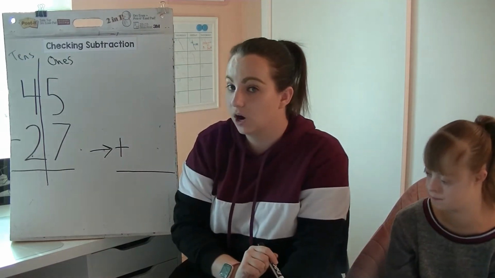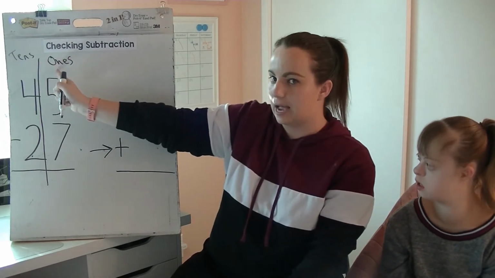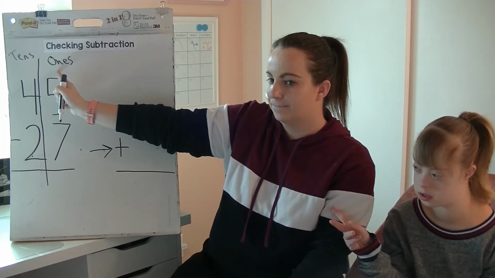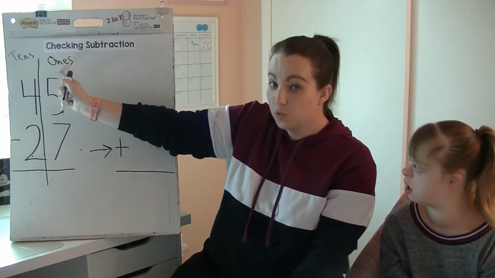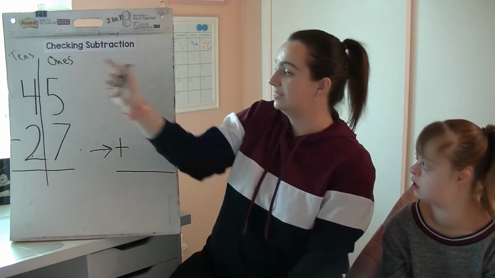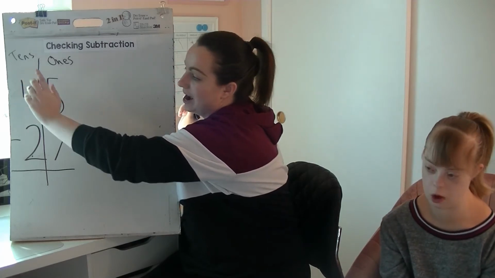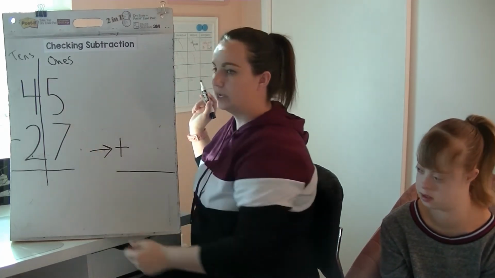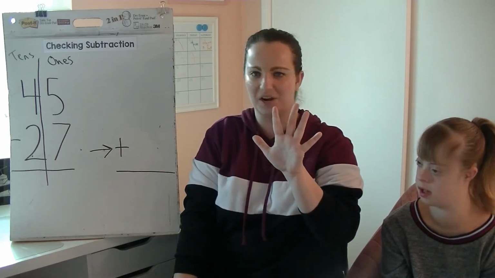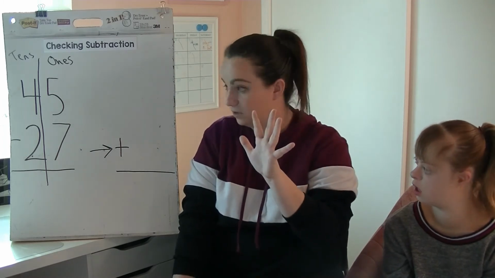If you're following along at home, do I start on the tens side or the ones side? You always start on the ones side. If you said that, good job, okay? Keep it up. Looking just at the ones side, I see I have 5 take away 7. Can I do 5 take away 7? No. I don't have enough. 5's not big enough.